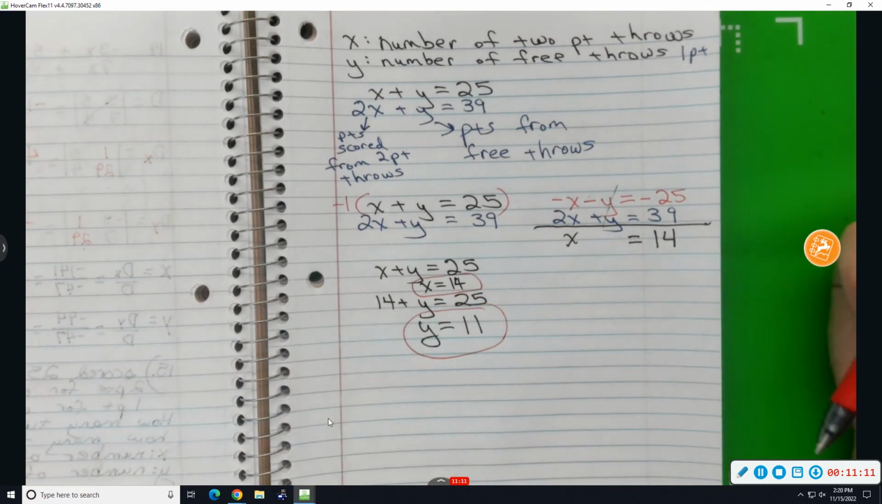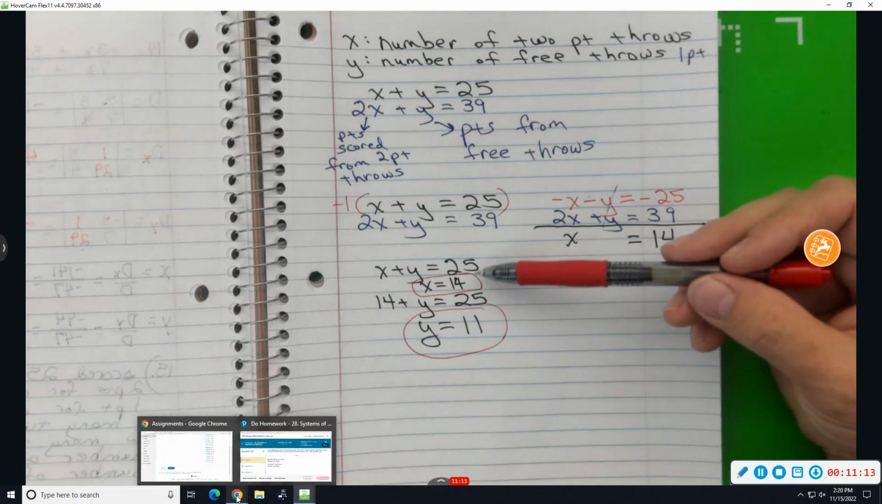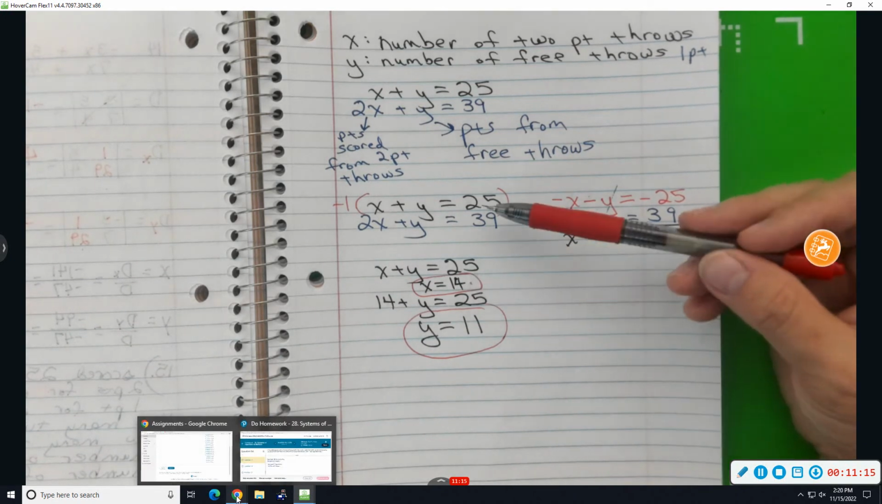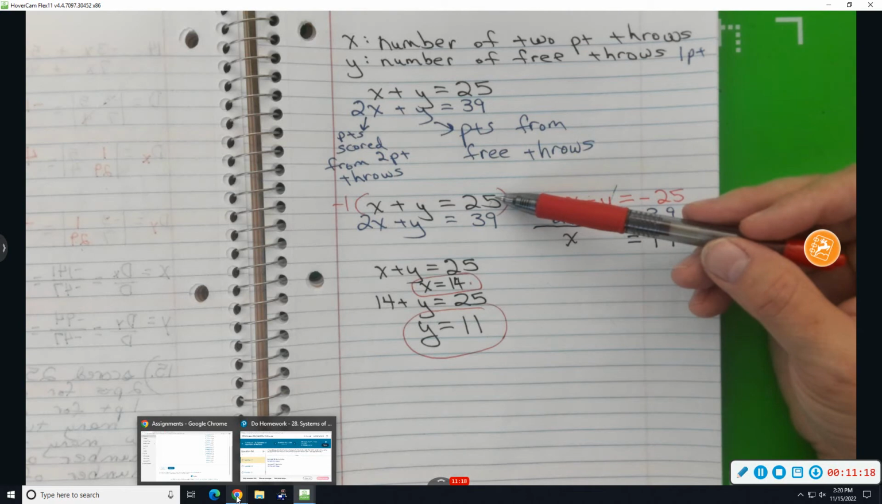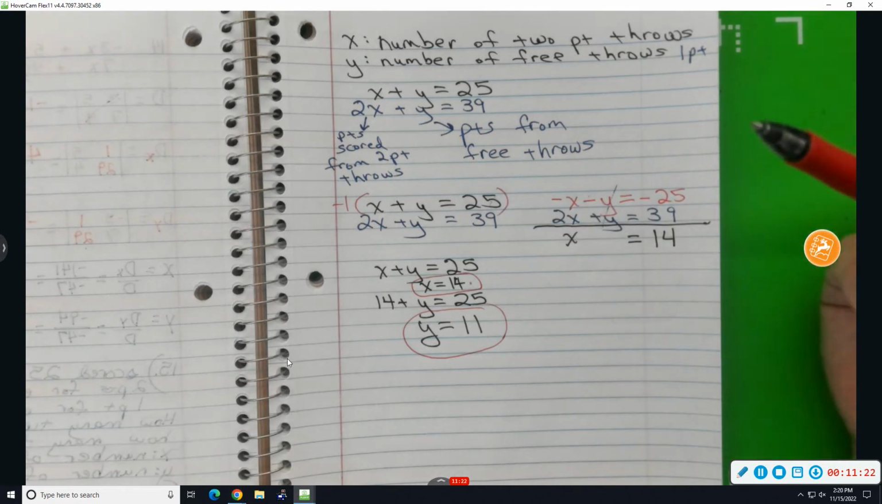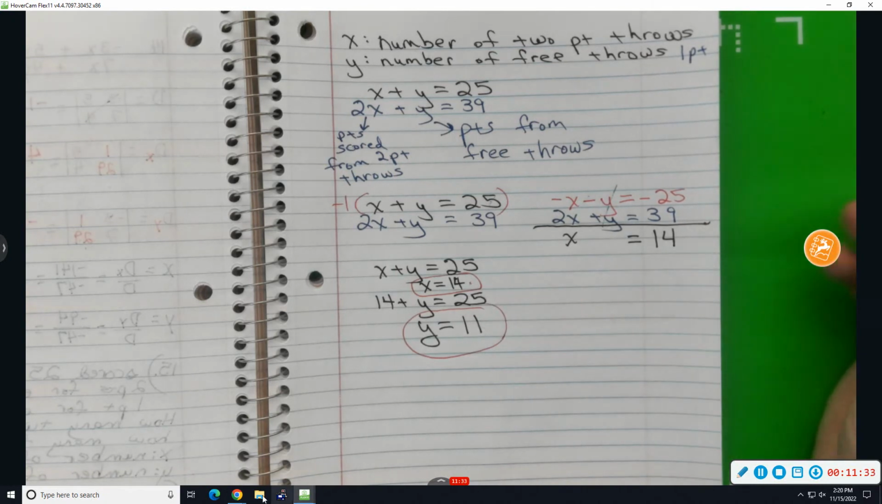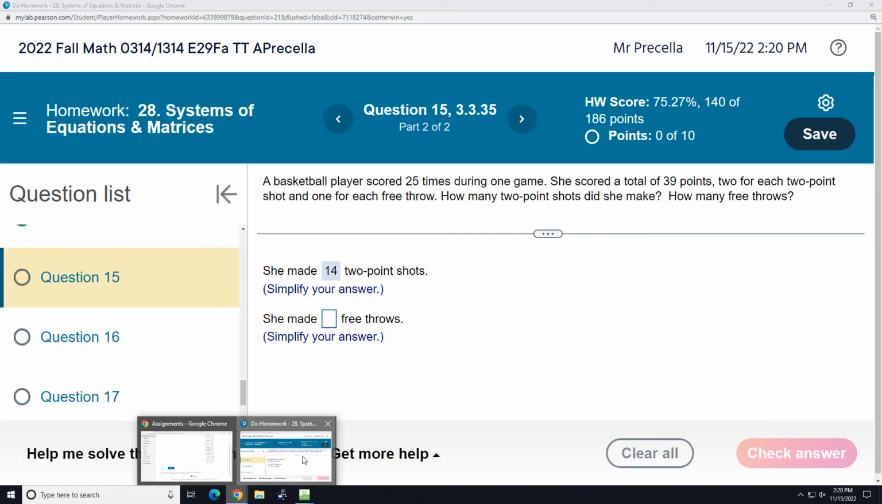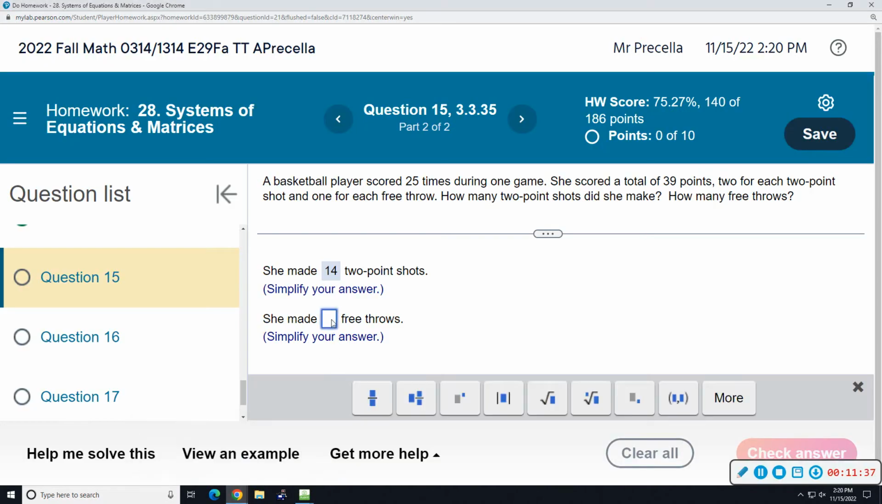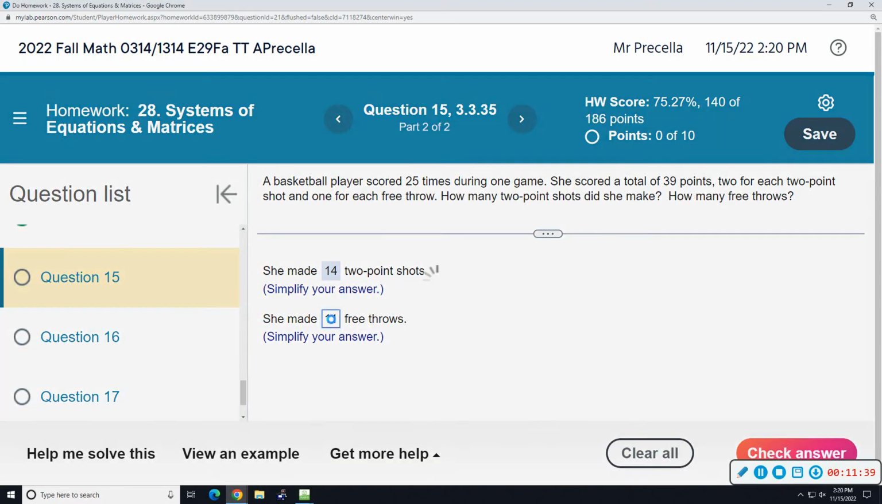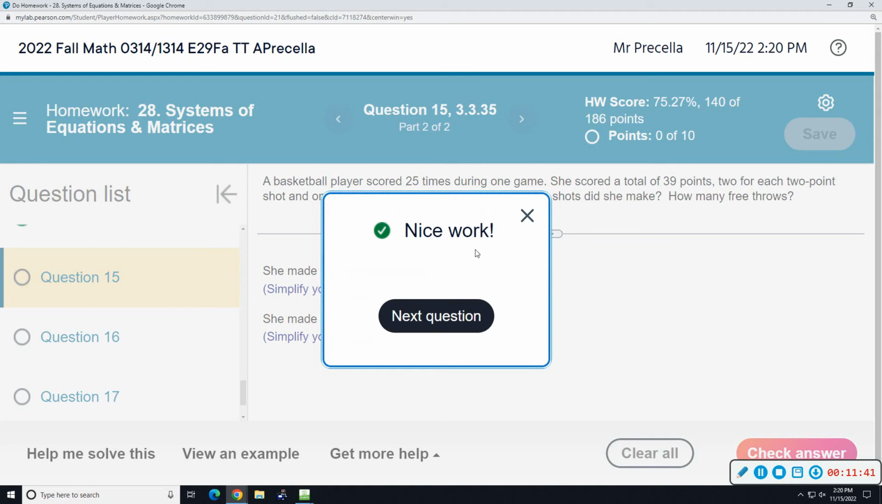Did y'all follow that over there? Once we knew x was 14, the easiest equation to plug it into was x plus y equals 25. Or you could just stop and think. You knew she scored 25 times. 14 of them were 2 points, so how many are left? The other 11 scores had to be free throws. Any questions there?